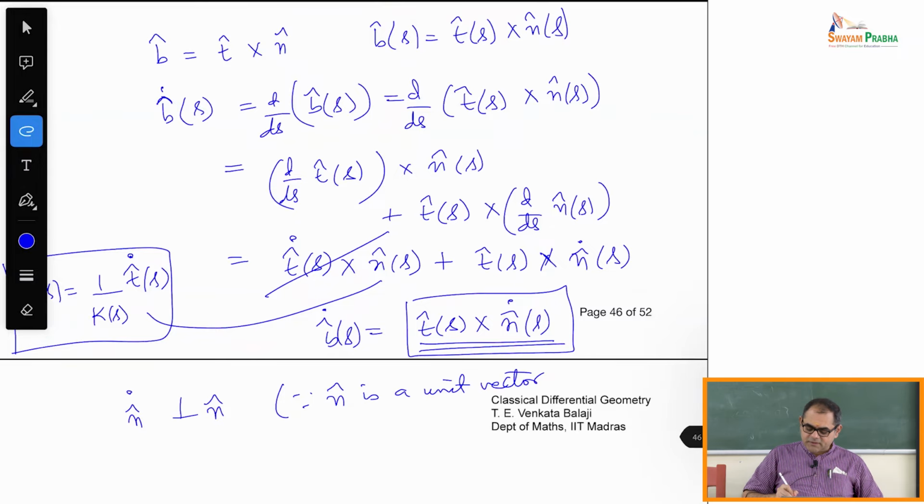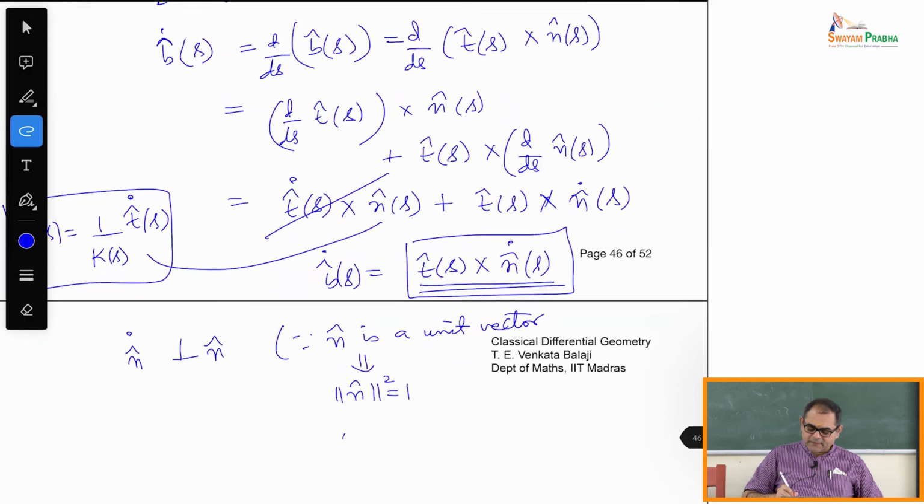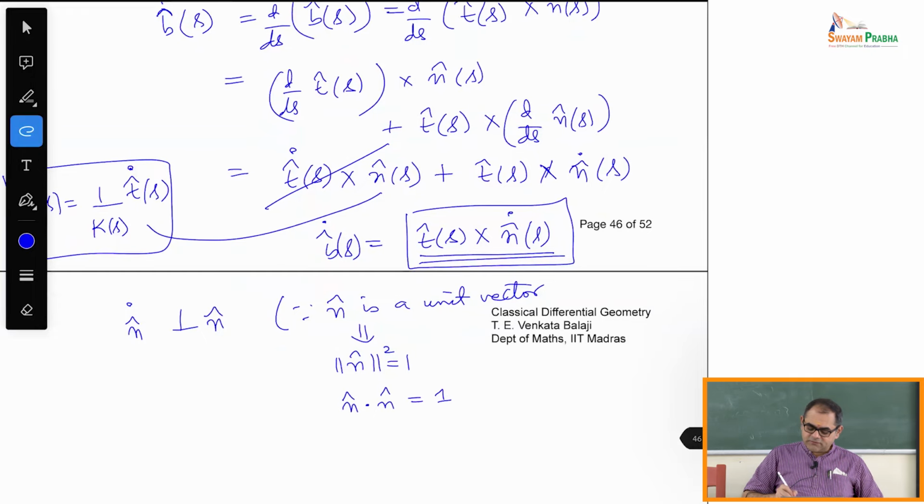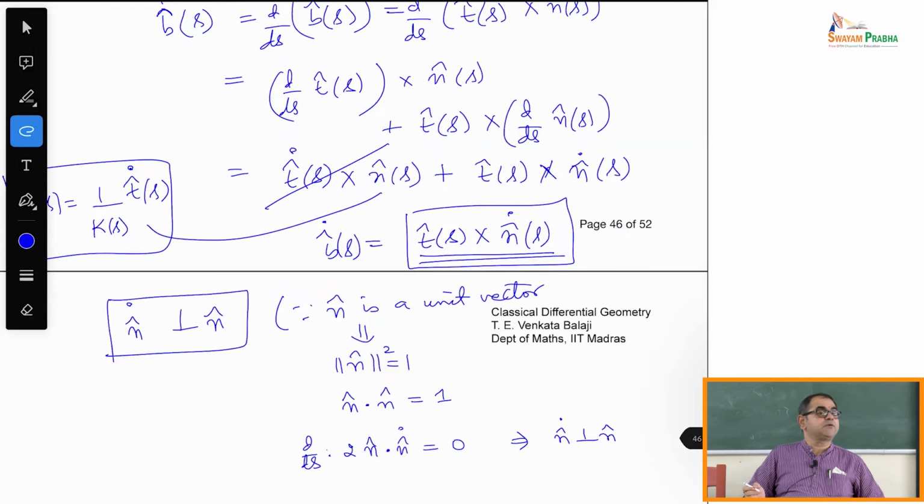Why is this true? Because n hat is a unit vector, this implies norm n hat is 1. So norm n hat squared is 1, but this is n hat dot n hat, which is 1. Okay, this is the dot product. If you apply d by ds, you will get 2 n hat dot n hat dot equal to 0, but this will mean that n hat dot is perpendicular to n hat. So you see, a changing unit vector, its derivative is always perpendicular to the original unit vector.